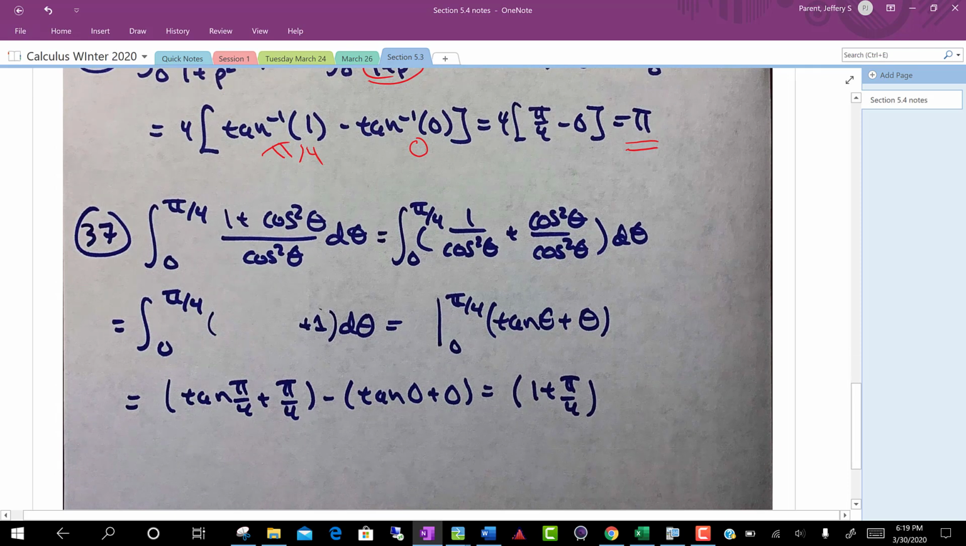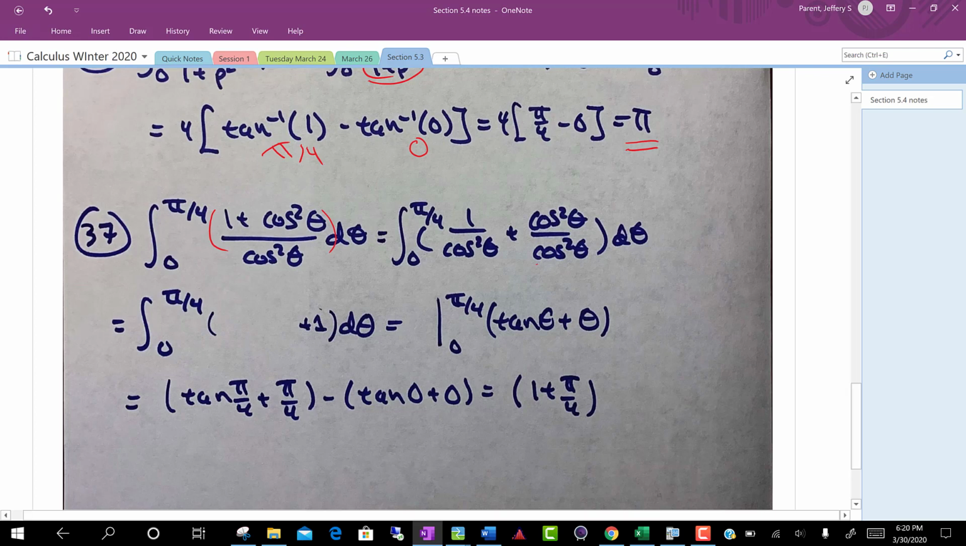Last but not least, problem number 37. So you might notice a little theme here. What I'm trying to do is emphasize that sometimes you need to manipulate the integrand, that is that stuff that I put in the parentheses, in order to be able to find an antiderivative. We've seen a couple times today where we divide each term in the numerator by the term in the denominator. And that's the trick in problem number 37.